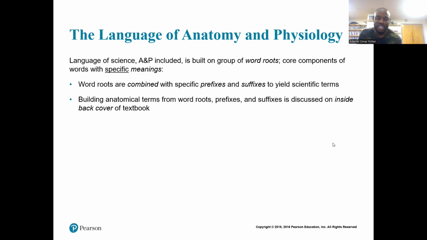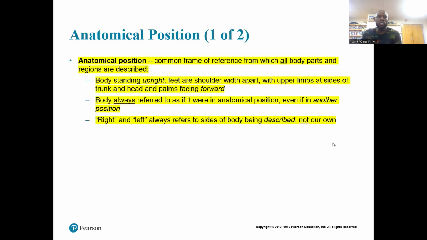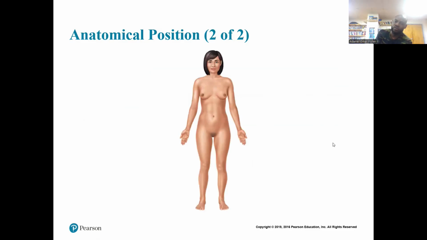So anatomy and physiology has its own language, and we start off with anatomical position. Anatomical position is just body standing straight up, palms forward, gazes forward, feet shoulder width apart, hands at your side. This is anatomical position, and it's important because this is our reference point, and this is the point we're always going to use in anatomy and physiology.